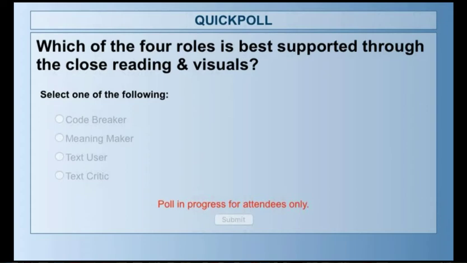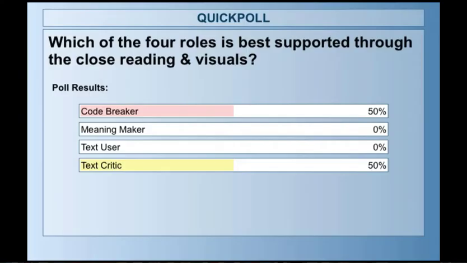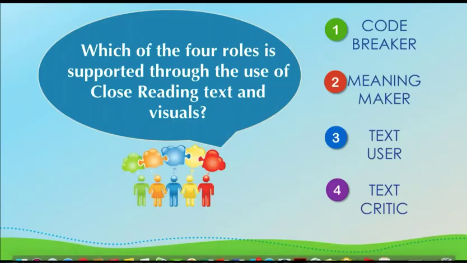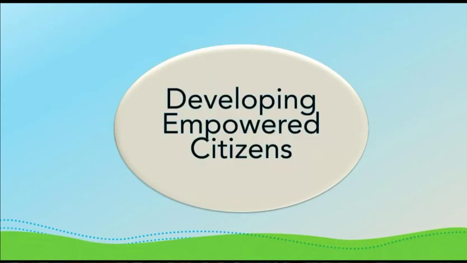All right, so we'll just leave that poll up for a couple more seconds. All right, so we got about 50-50 code breaker and text critic. Yes, they are code breaking when they're doing the close reading. That's absolutely right. And they are also taking these steps to become the text critic because they're beginning to understand about perspective and people's point of view through the combination of those two primary sources.